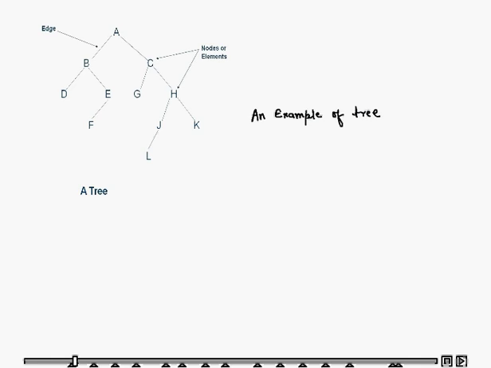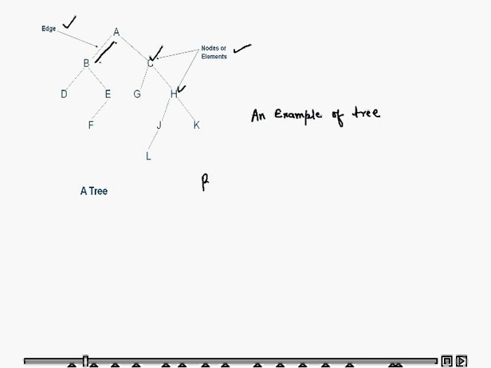Now have a look at this example. You can see what is an edge. The line joining two nodes A and B is called an edge. This C and this H are examples of nodes. Nodes are also called elements. So this is a binary tree.